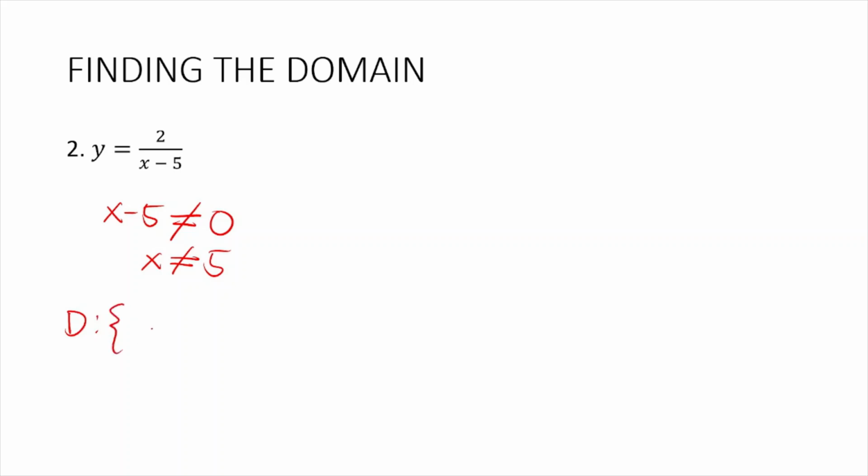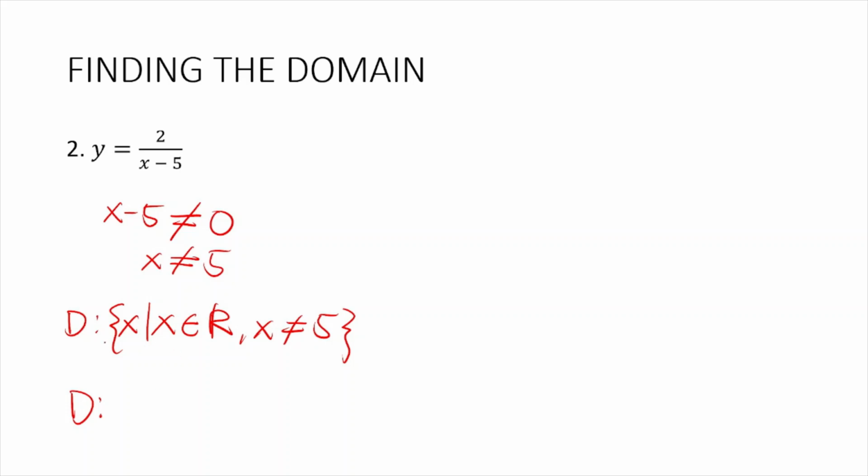Okay, so the domain is that x such that x is a real number and x must not be equal to 5. So this is how we write or present the domain using the set builder notation: the set of all x values such that x is a real number, of course, and x must not be equal to 5. Or using interval notation.